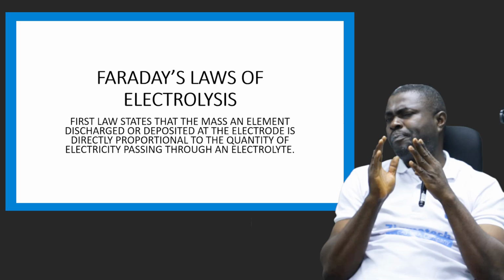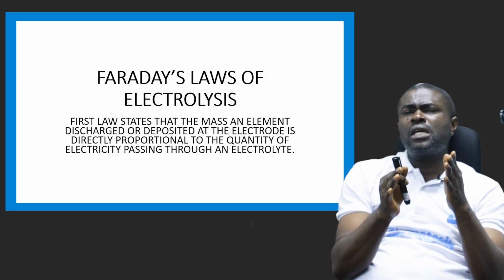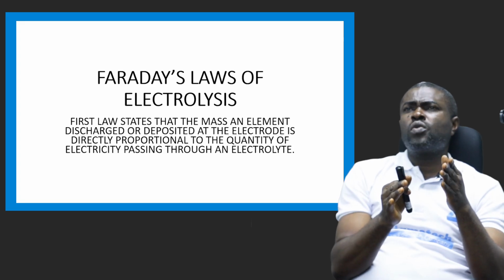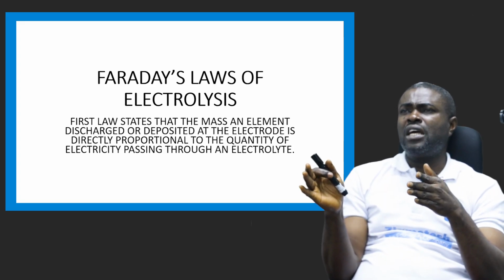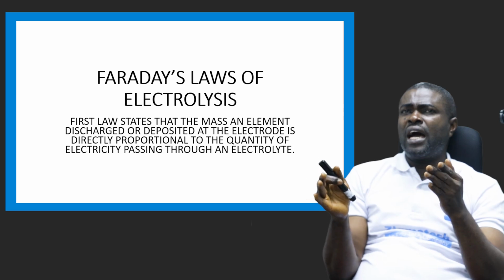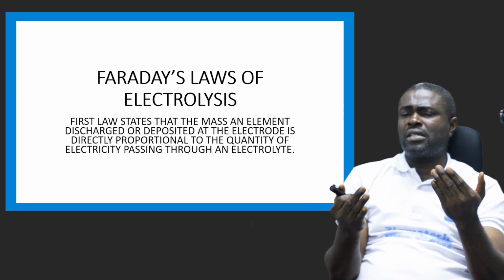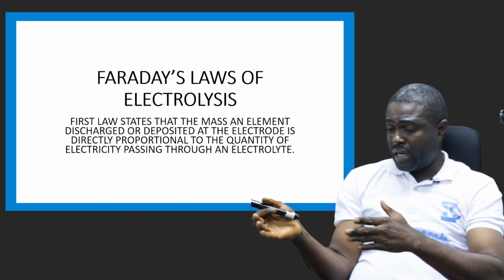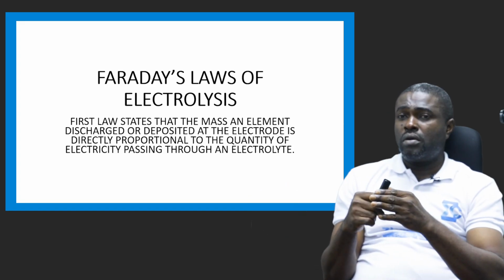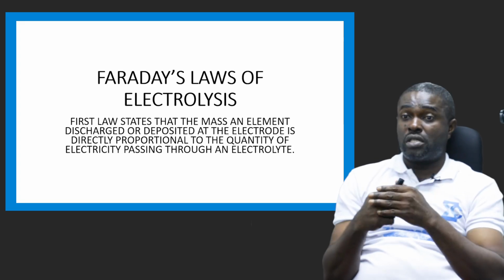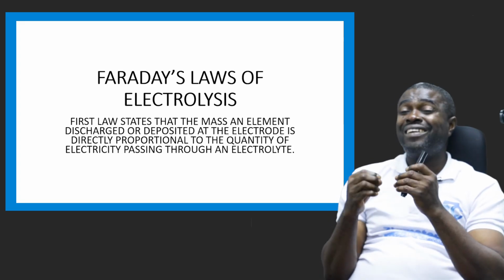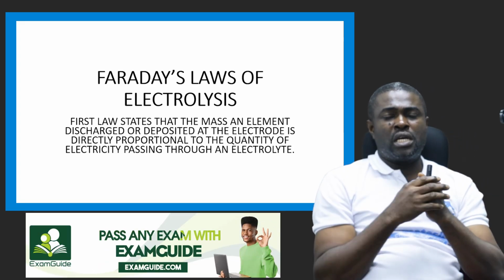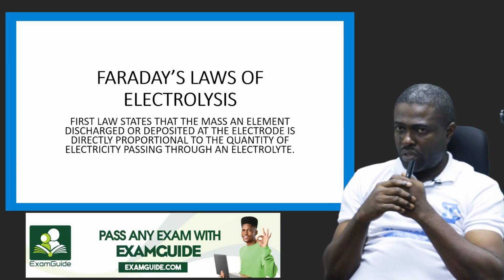So you don't really expect 20 coulombs of electricity to give 10 grams of copper at the cathode at the end of the day, and when you pass more than such quantity of electricity, you are not going to get the same thing at the cathode for copper. So the higher the quantity of electricity, the what? The more the mass of the substance deposited at that particular electrode.